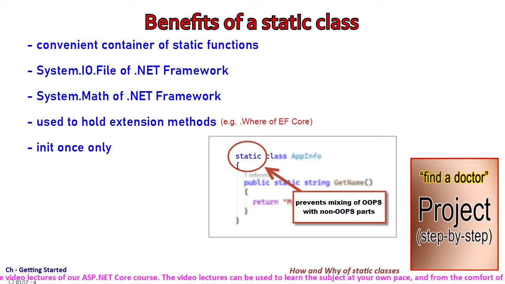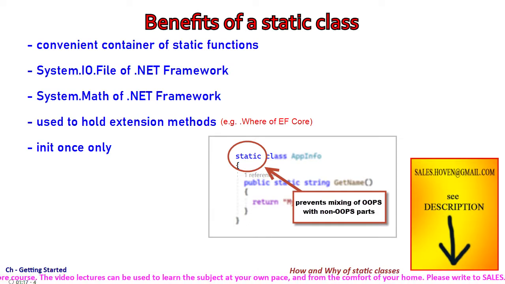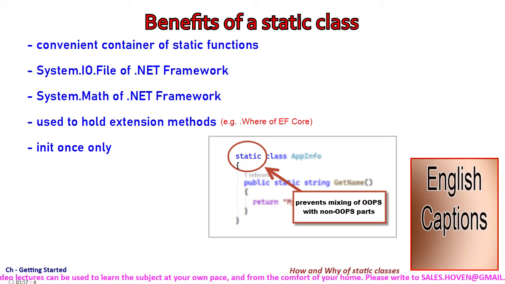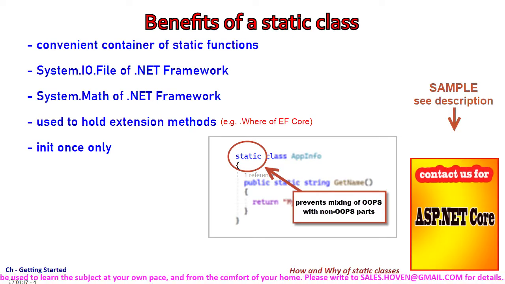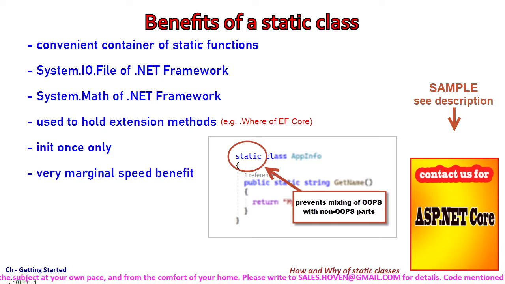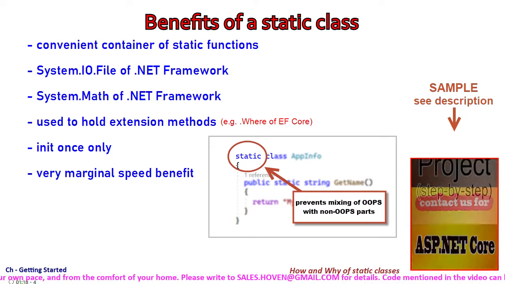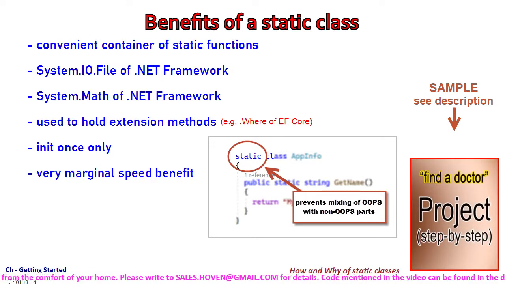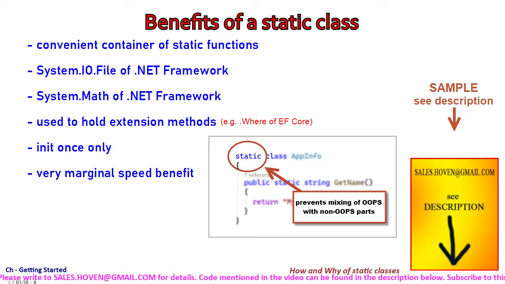It is available when you need it, and whenever you have all things static inside a static class, you should put a static before the name of the class. And there is a very marginal speed benefit to a static method. The speed benefit is insignificant, so it is hardly considered a plus point.